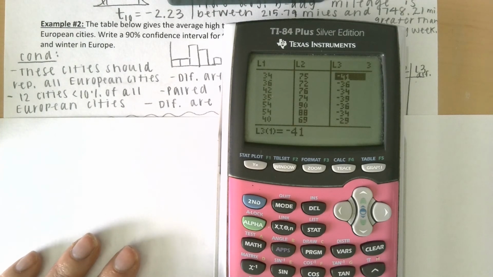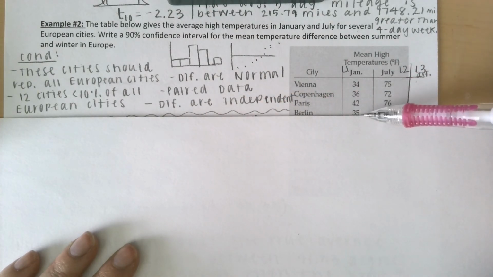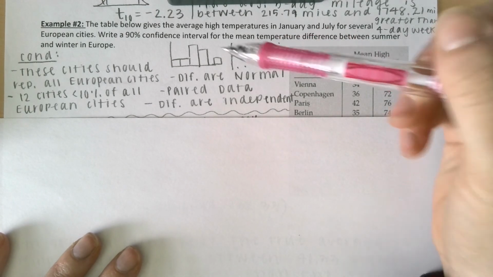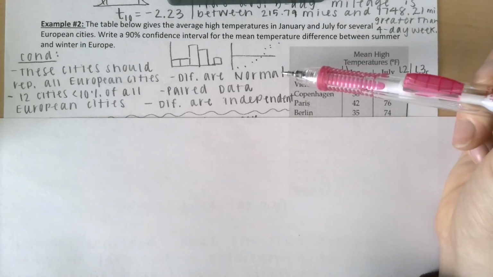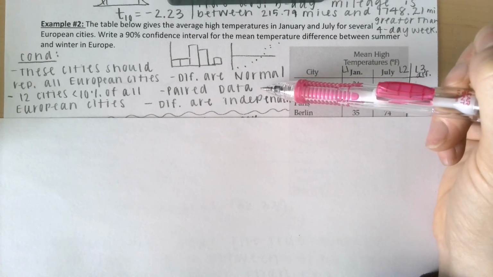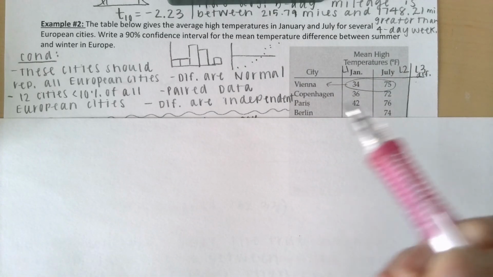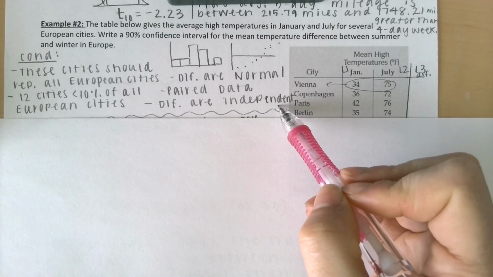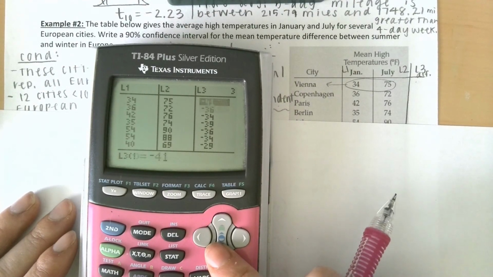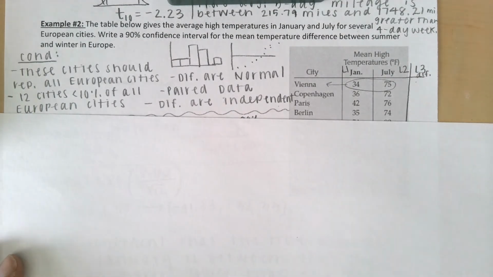Don't freak out that they're negative. They should be negative because you're taking these cold January temperatures and subtracting those higher July temperatures. Histogram and normal probability plot, they're not perfect, but they're close enough, so I said the differences are normal enough. Data is definitely paired because these two numbers correlate back to Vienna, and those differences should be independent. Just because Vienna had a difference of 41 and then Copenhagen a difference of 36, I don't think those differences are impacting one another.